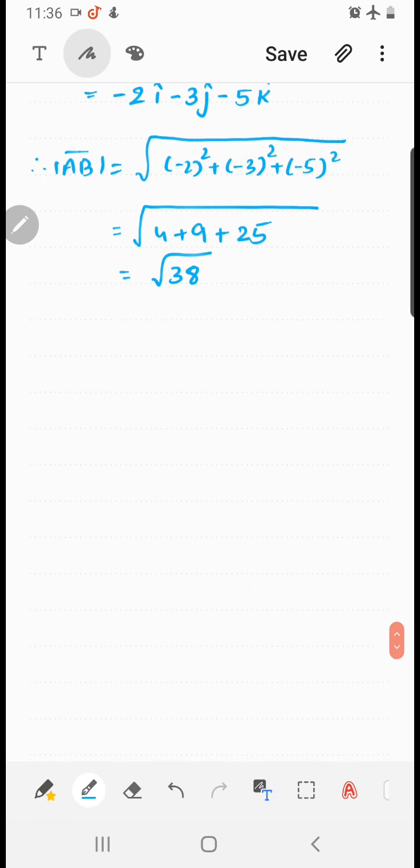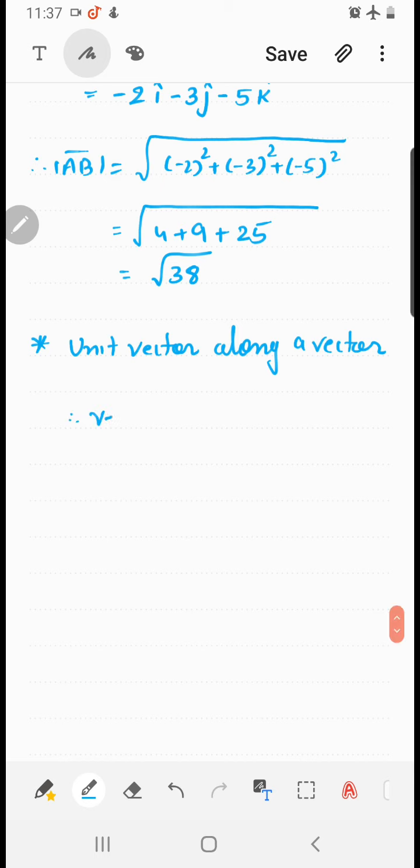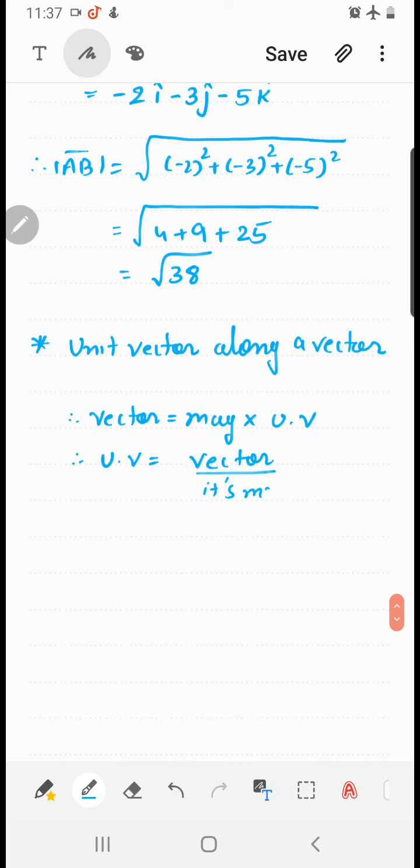Finally, let's come to the unit vector along a vector. It is nothing but the extension of the discussion we just did. If you recall the first note point where I said the vector is made up of two components, magnitude and direction, and the direction is given by the unit vector. So I can say unit vector is equal to vector upon its magnitude. This is your formula to find the unit vector.